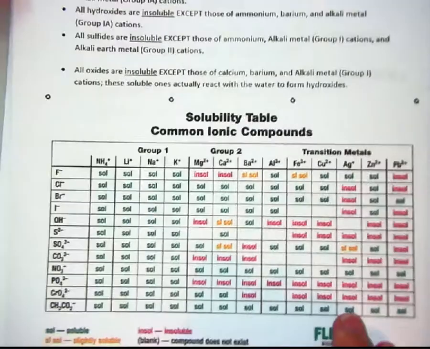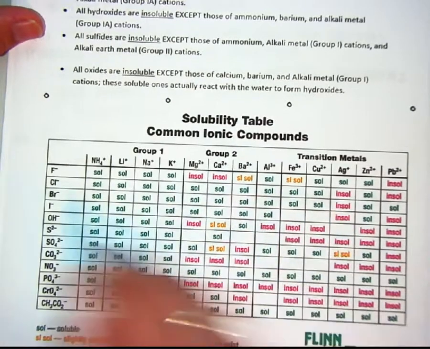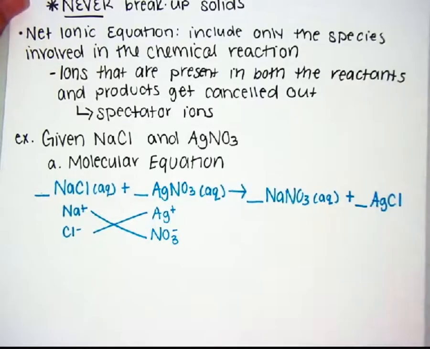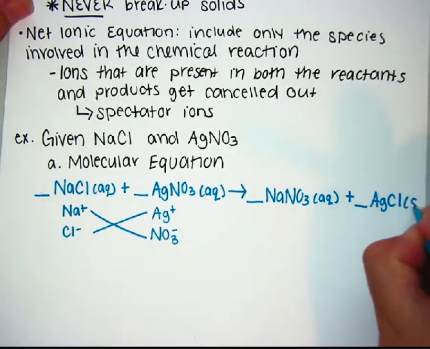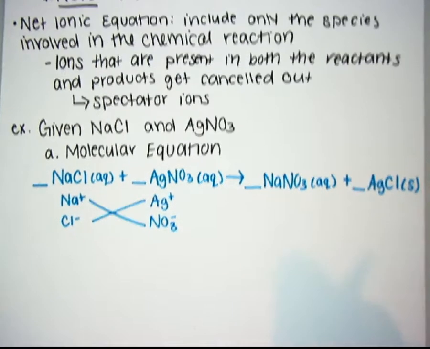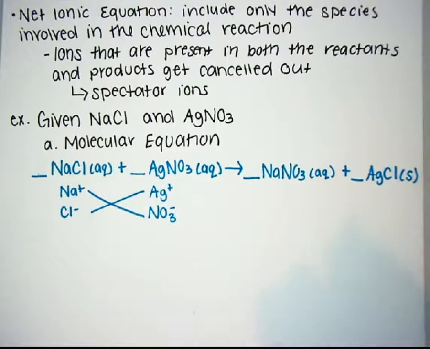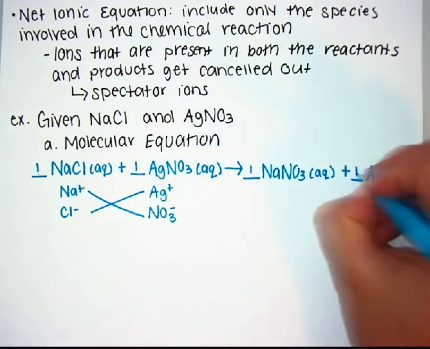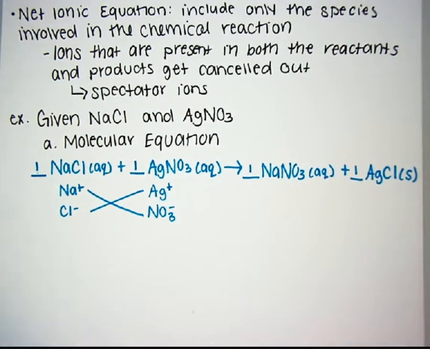Back to my solubility table. Silver chloride is insoluble, so it's going to form a solid. Next step would be to go through and balance, and this one is already balanced. So we could either leave it blank or we could put ones in there.